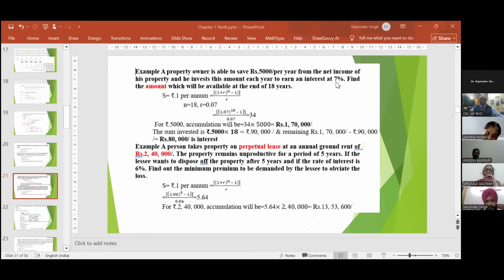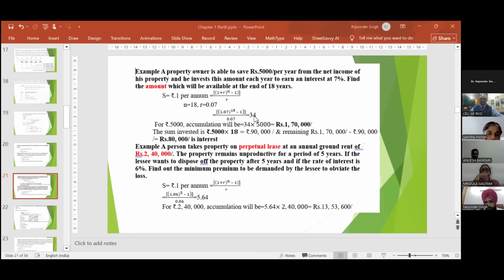So the formula is FV, (1 plus r) raised to n minus 1 upon r. You have to apply the formula of cumulative sum, that is how much amount will be accumulated. So (1.07) raised to power 18 minus 1 upon 0.07. So S is 34, which means rupees 1 will become rupees 34 after 18 years.